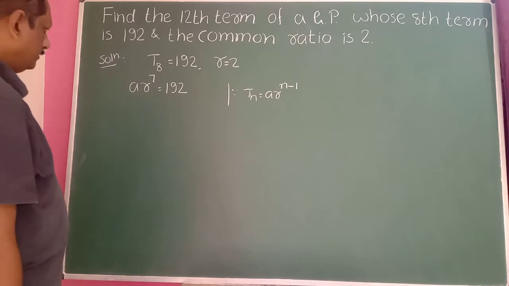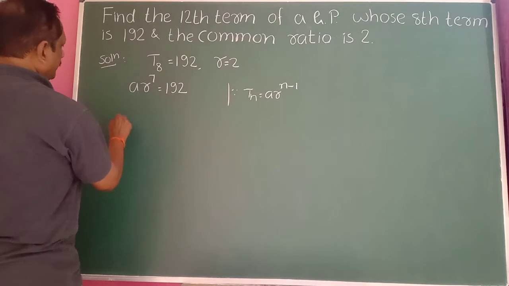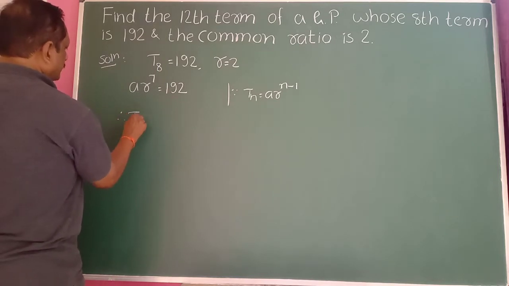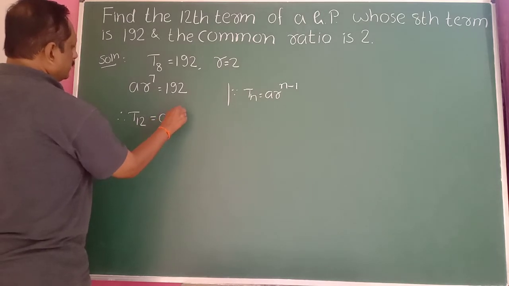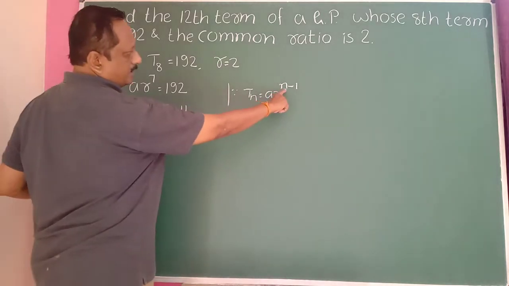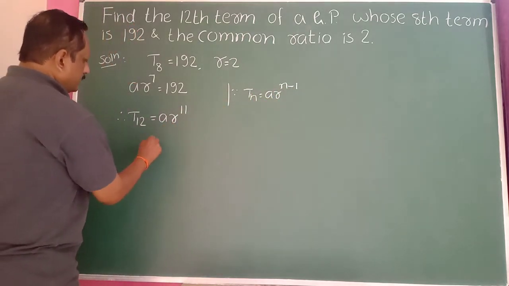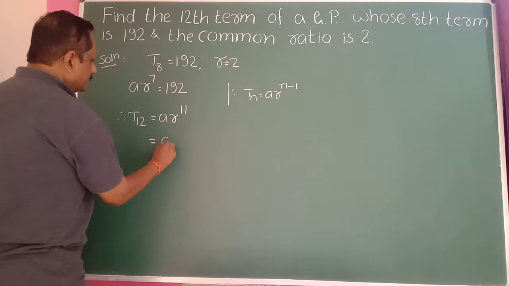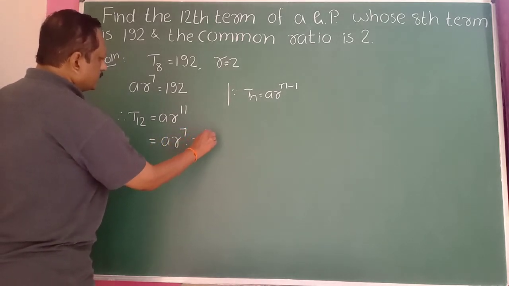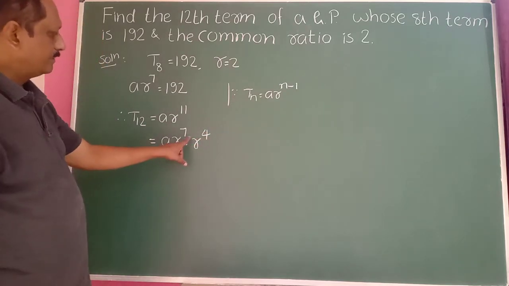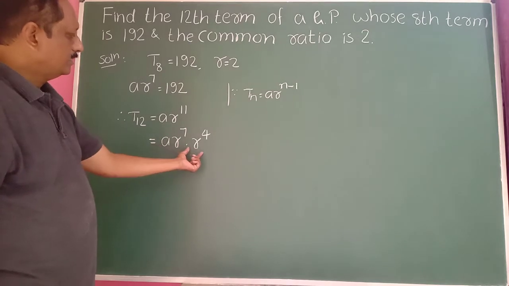Then here we want the 12th term. Therefore, T12 is equal to a r raised to 11 here, because n is 12, and 12 minus 1 becomes 11. Then a r raised to 11 can be written as a r raised to 7 into r raised to 4, since 7 plus 4 becomes 11.